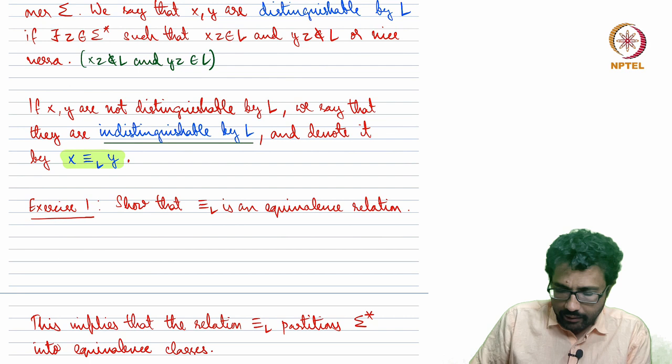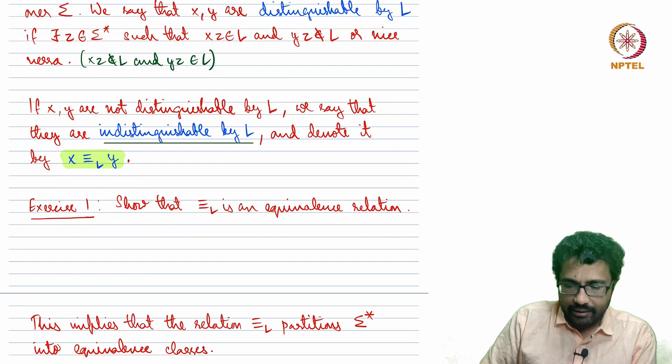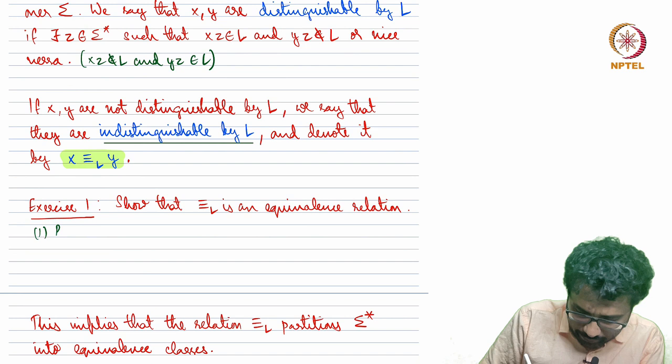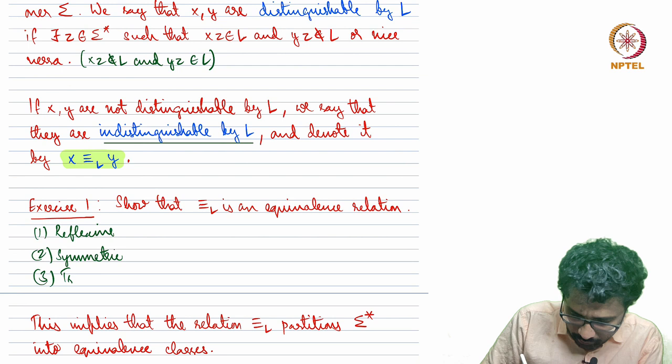The one interesting thing is that being indistinguishable is an equivalence relation. So what is an equivalence relation? We need to show three things. I will not fully show them, but I will explain them. One is reflexive, two is symmetric, and three is transitive.